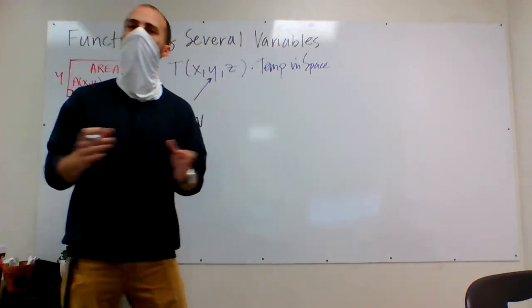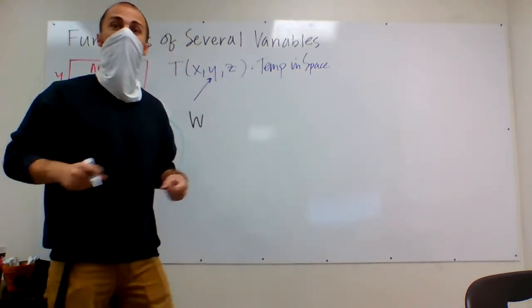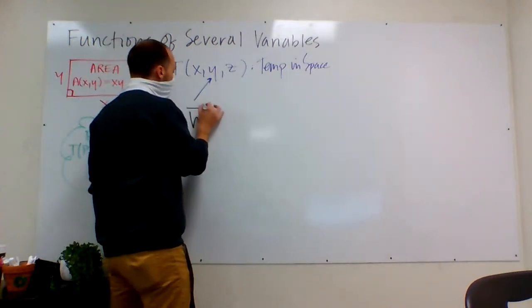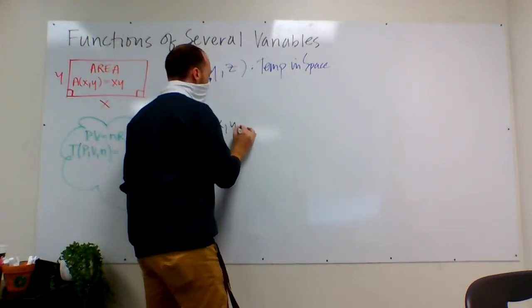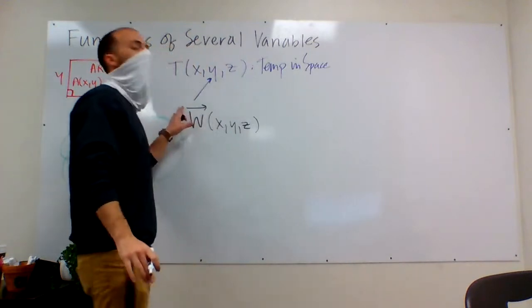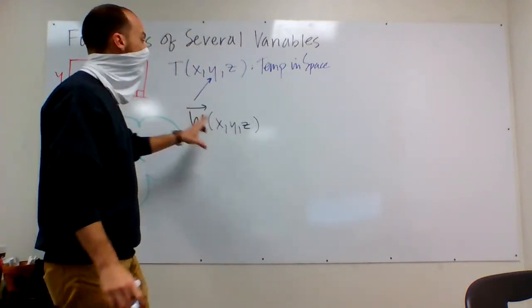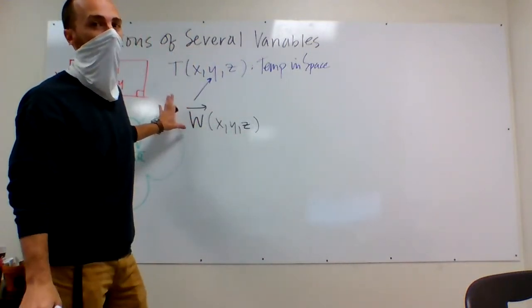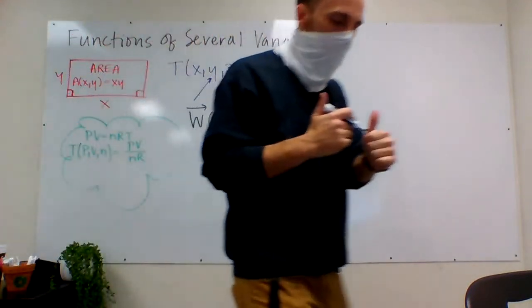Because the wind would be a vector. It's going to have a strength and it's going to head in a direction. So I could say the wind at point X, Y, and Z, this is a vector field, because it's going to take in a vector and it's going to give us back a vector. And we will study that in this course, just not yet.